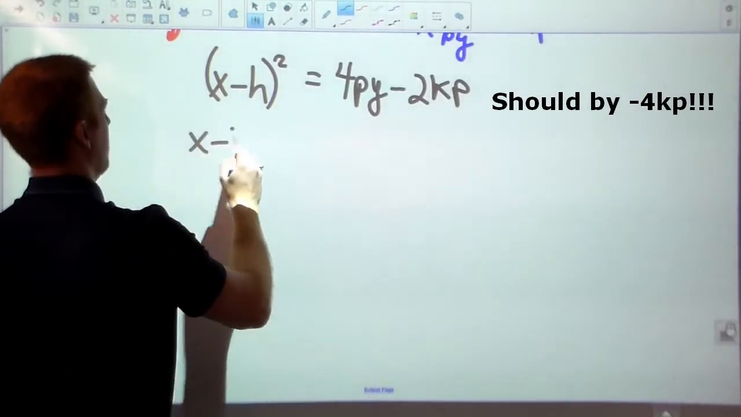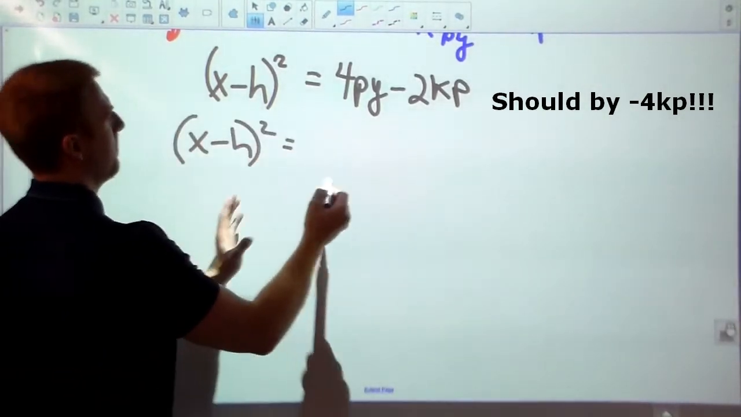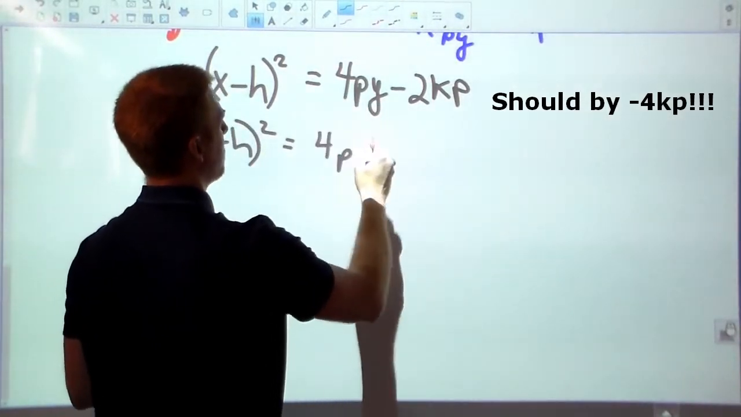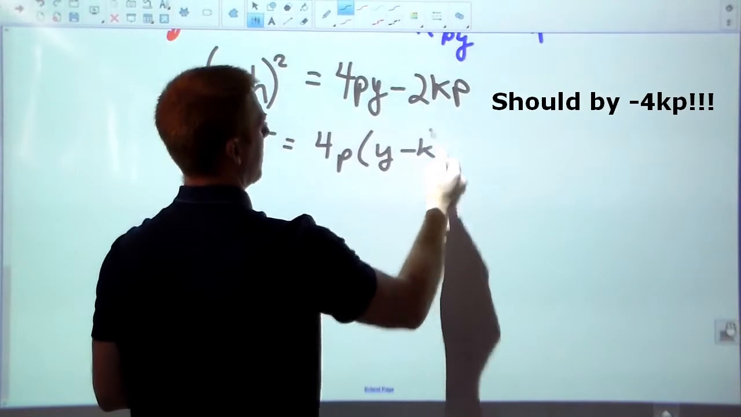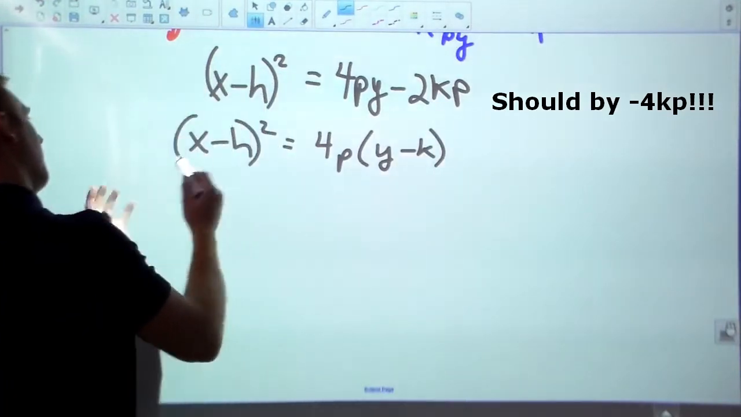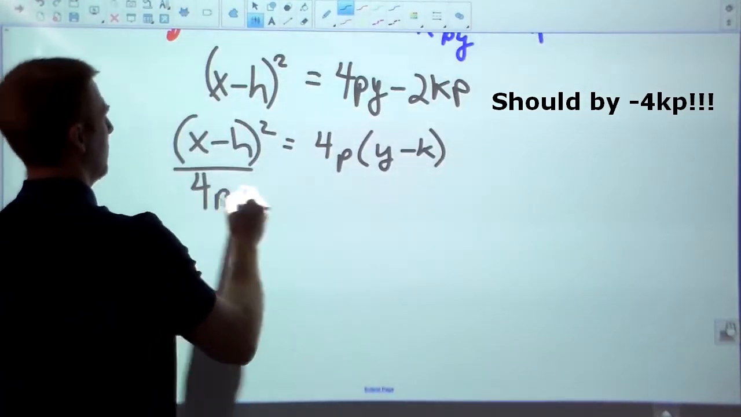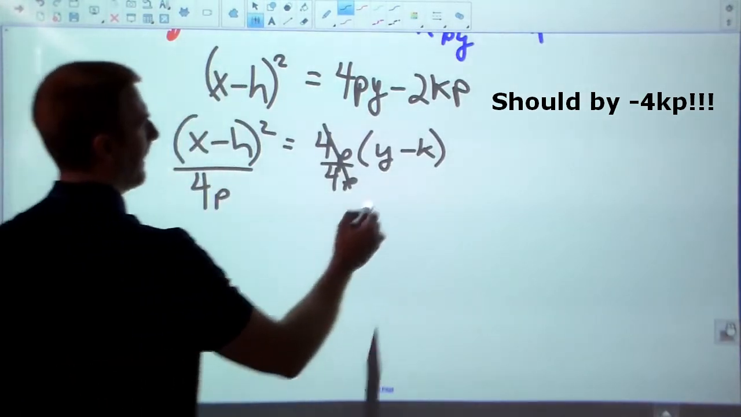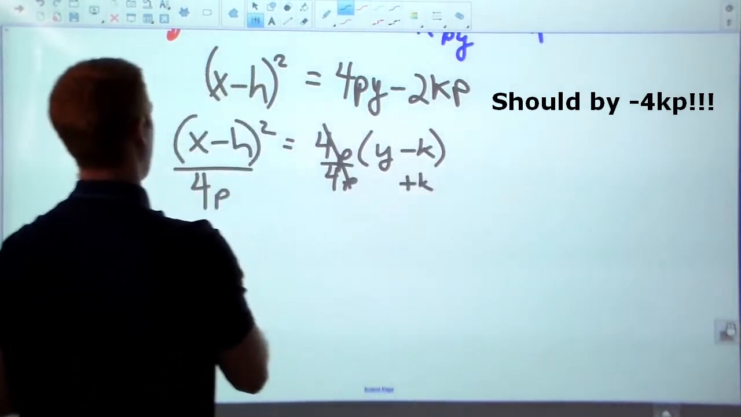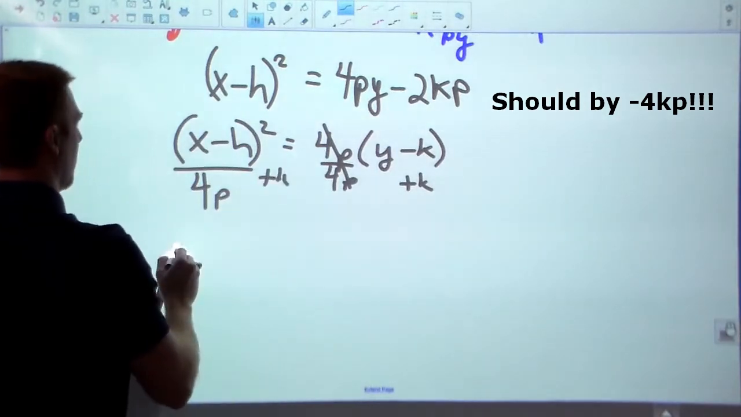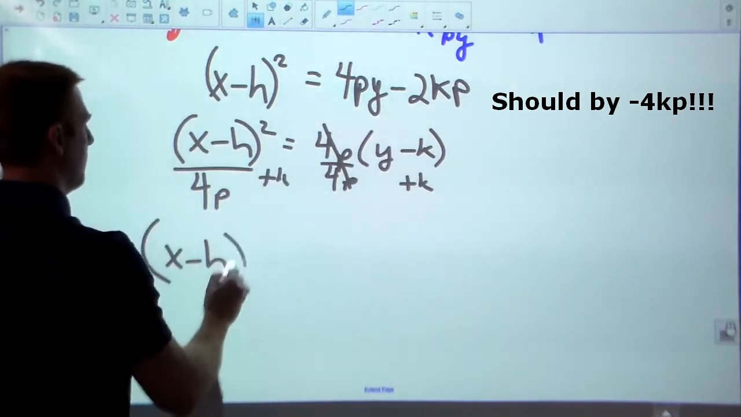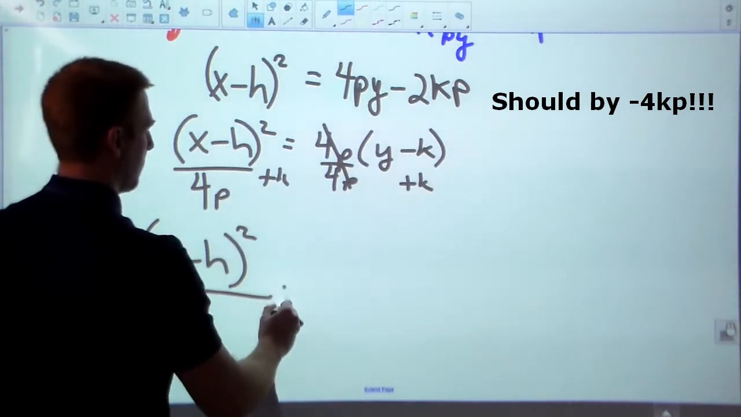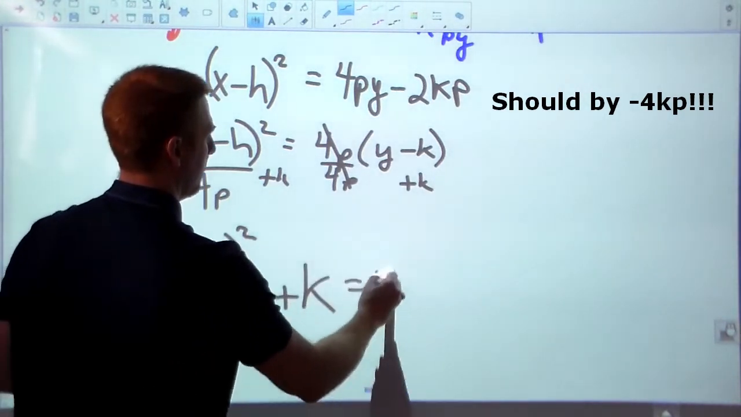So things in common, this will keep the same over here. Over here we've got 4 and p on both of these, so 4p factors out, leaves you with y minus k. So we can divide both sides by 4p, which gets it out of here. And then finally we can just add k, since that's all that's left over there. So add k to both sides. I'll write it a little bit neater: (x minus h) squared over 4p plus k equals y.